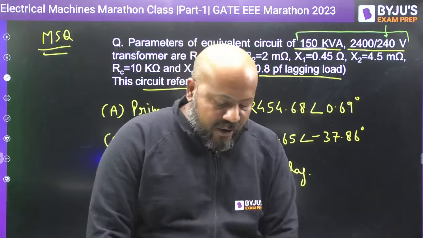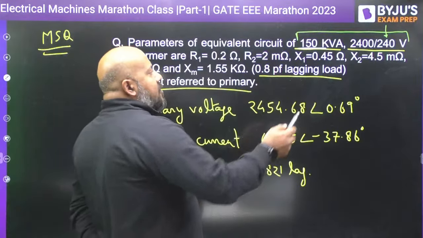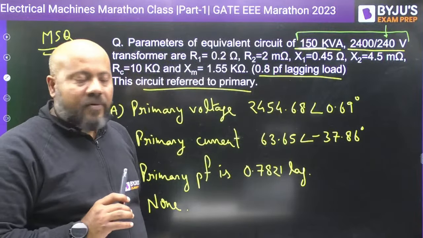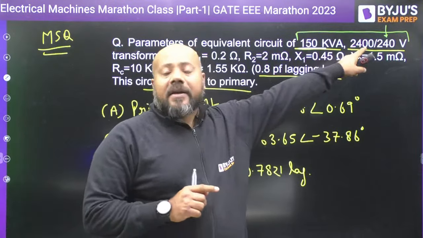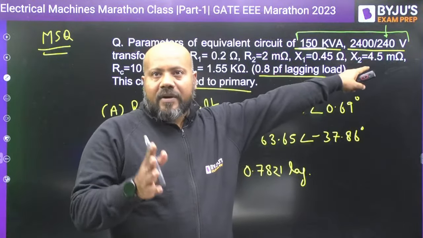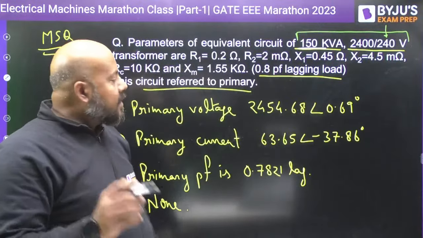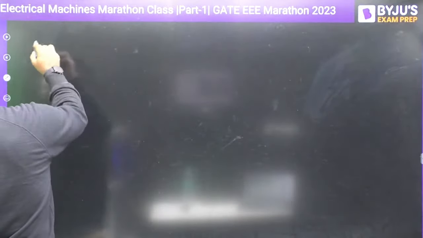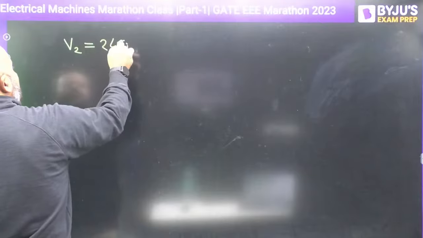For example, here we are going to take the transformation ratio as 2400/240. Yes or no? 2400/240. But I am not taking this as E1 and E2. That is what I am trying to make you understand. This 240 I am going to take as the secondary terminal voltage. Are you getting this? V2 is going to be 240 volts.